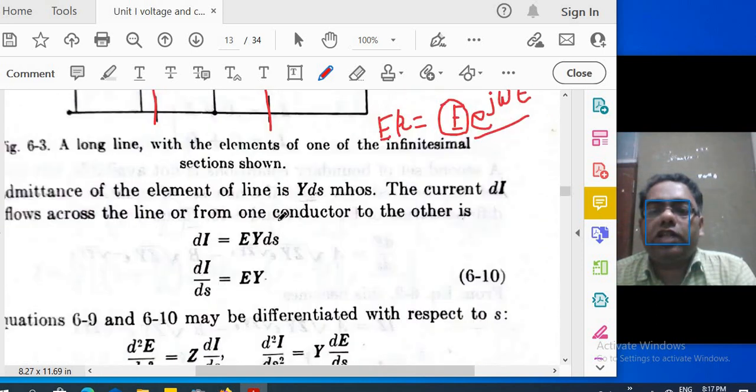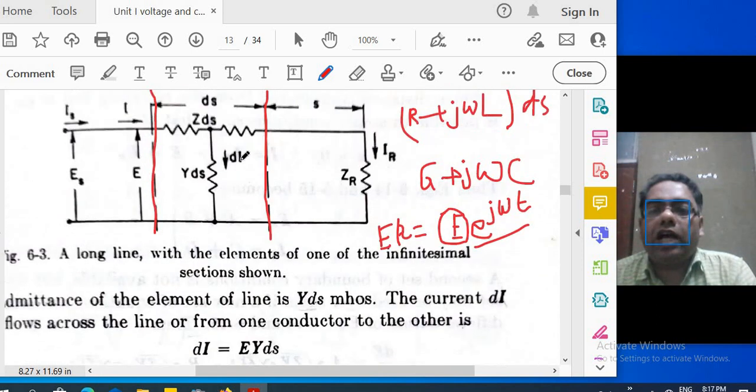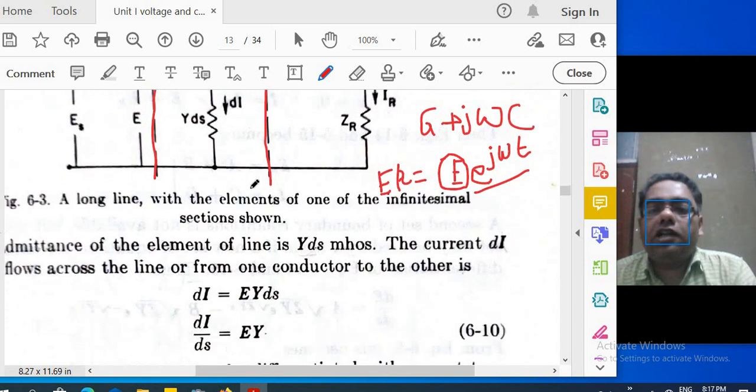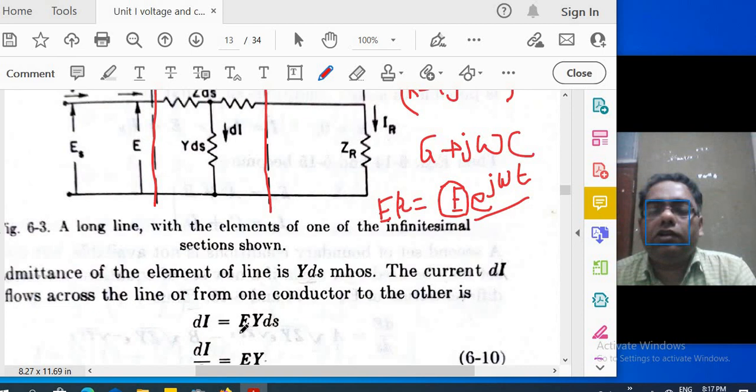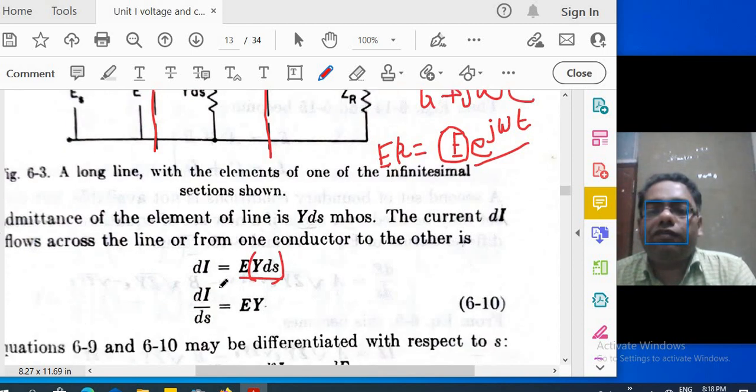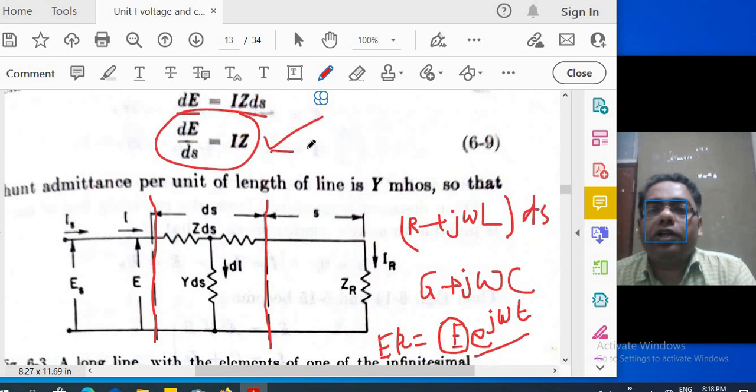Another equation that we are getting is for this current dI. This dI can be written as E into y ds. E into admittance will give the current. Then if we differentiate with respect to s, dI by ds equals E into y. So this is another equation. This second equation and the first equation are known as the telegrapher equations.